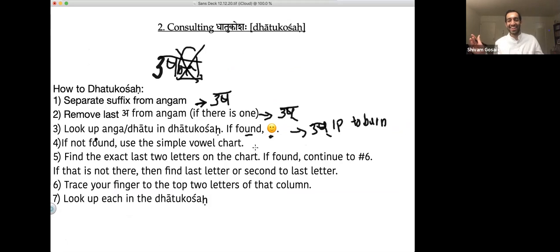Okay, that's it. If you found it, then you stop there. You just smile. So now ushanti, if we're trying to translate it, it means they all burn.